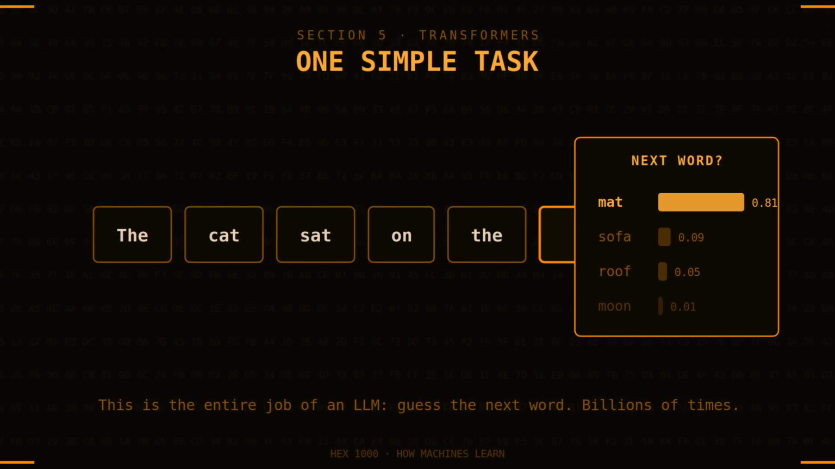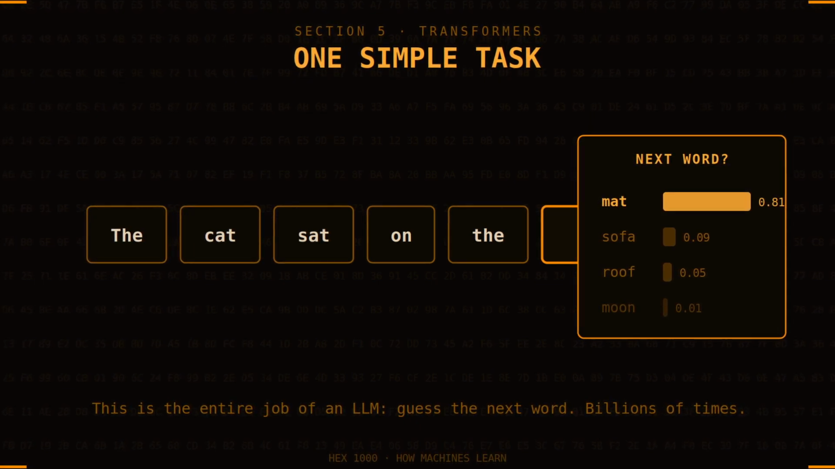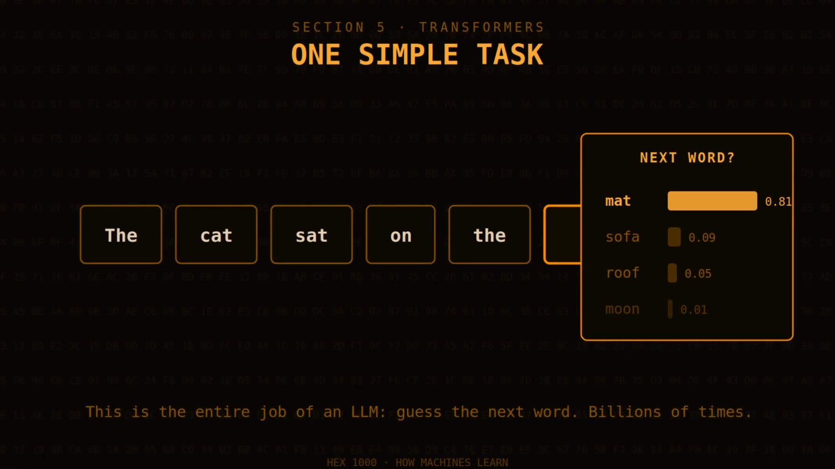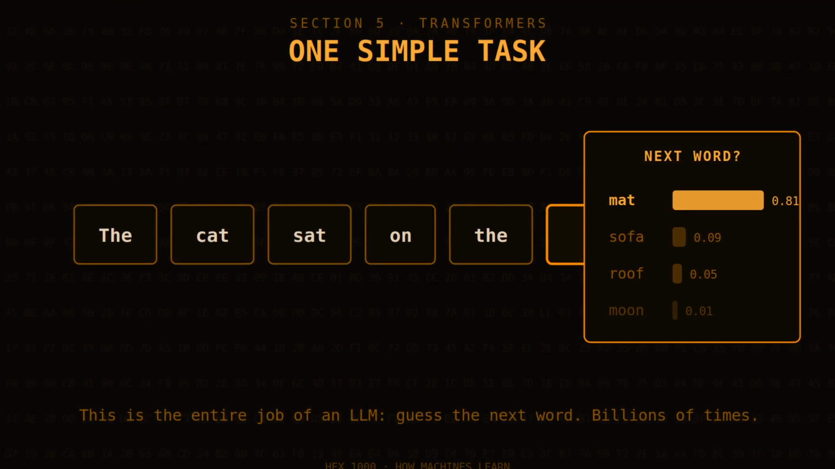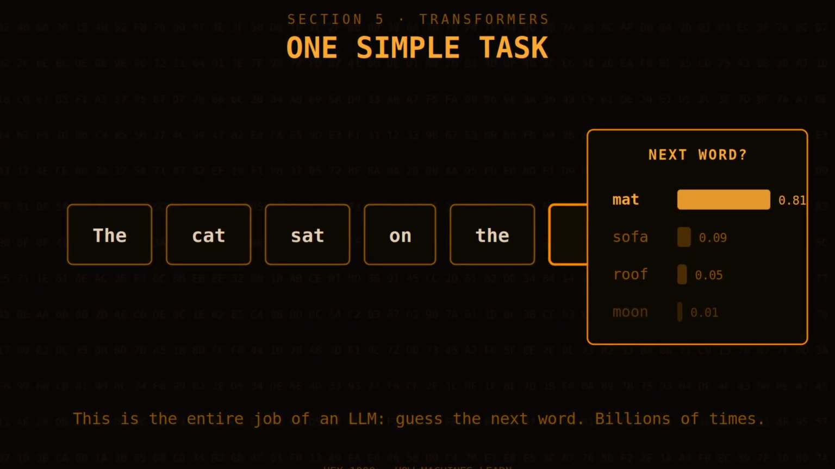Think about what understanding a sentence really requires. Take, "The animal didn't cross the street because it was tired." What does "it" refer to? The animal or the street? Instantly, it's the animal, because animals get tired and streets don't. But to know that, you had to connect it back to a word earlier in the sentence, using meaning.